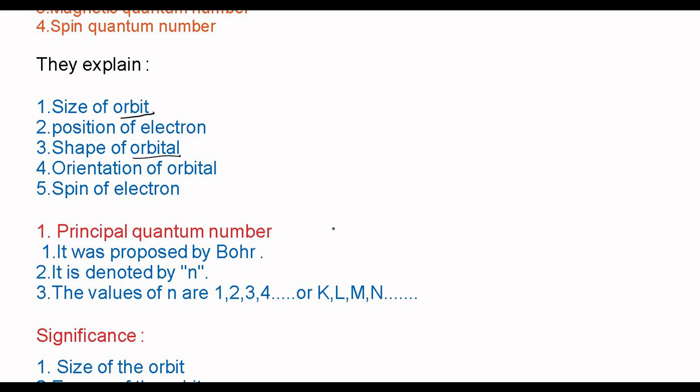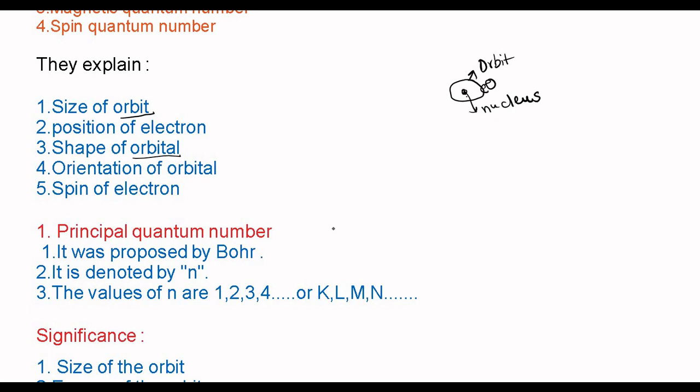First, orbit. What is the meaning of orbit? Orbit means it's a fixed path. Is it clear? Orbit means it's a fixed path in which electrons revolve around the nucleus. Suppose we take this as the nucleus, and this is the circular path, the fixed path. We call it an orbit. Orbit is a fixed circular path in which electrons revolve around the nucleus. This is called an orbit.